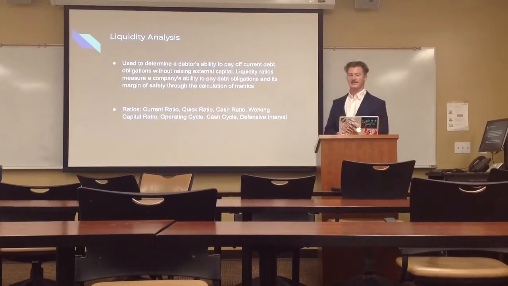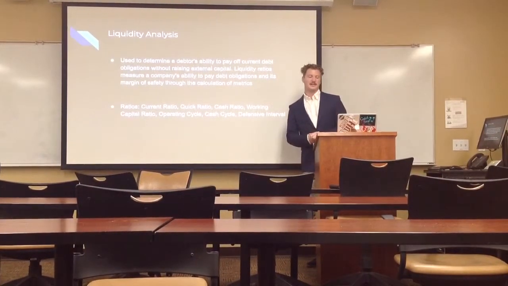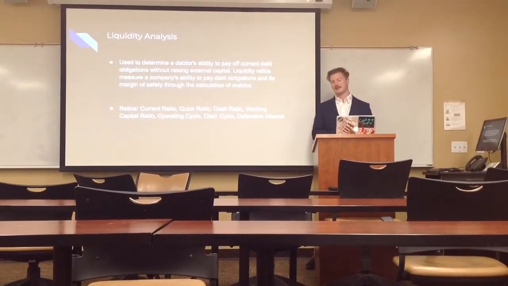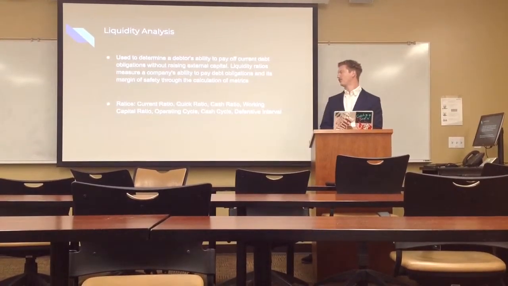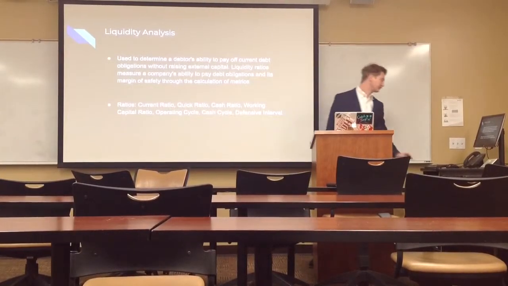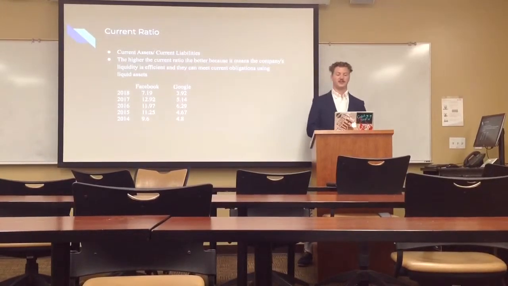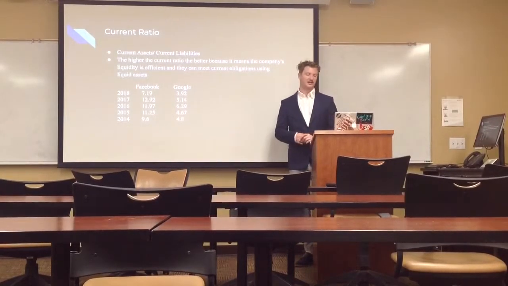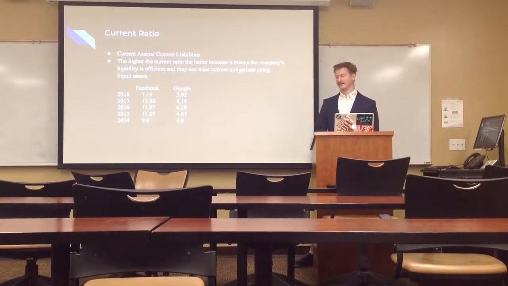So the next one is liquidity analysis. It's used to determine a debtor's ability to pay off its current debt obligations without raising external capital. Liquidity ratios measure a company's ability to pay debt obligations and its margin of safety through the calculation of metrics. For these ratios, there's current ratio, quick ratio, cash ratio, working capital ratio, operating cycle, cash cycle, and defensive interval. The one we're going to be focusing on is current ratio. We calculate that by finding the current assets divided by current liabilities. The higher the current ratio, the better, because it means that the company's liquidity is efficient and they can meet their current obligations without raising more external capital, by using their liquid assets.